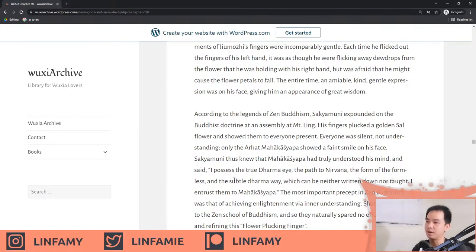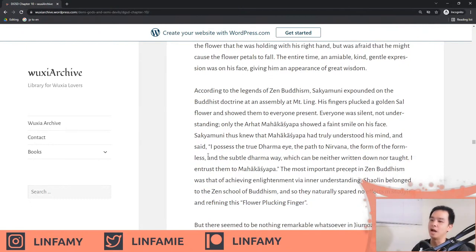Only the Arhat Mahakashipya showed a faint smile on his face. Shakyamuni thus knew that Maha had truly understood his mind and said, "I possess the true Dharma, the path to nirvana, the form of the formless and the subtle Dharma way, which can neither be written down nor taught. I entrust them to Mahakashipya."